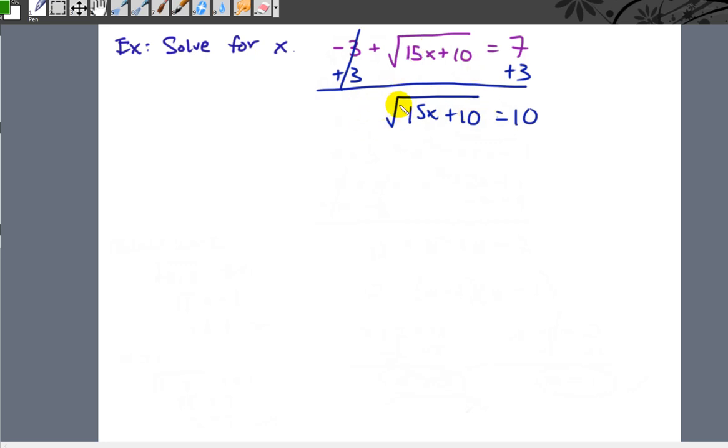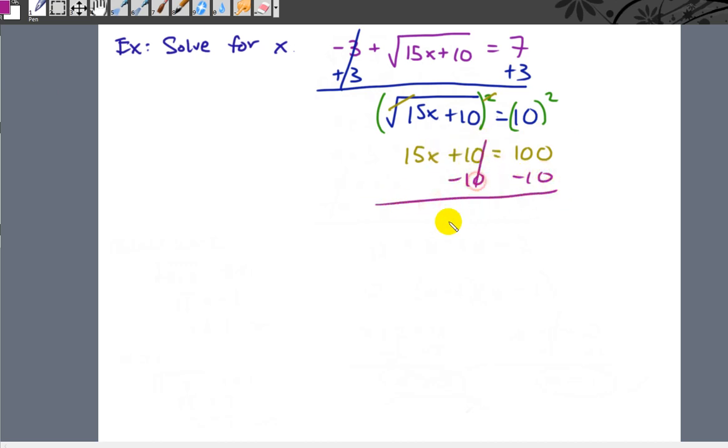Since we have a radical, what we can do next is square both sides. The square root cancels out with the square. We're left with 15x plus 10 equals 10 squared, which is 100, right? 10 times 10 is 100. Then we can solve for x. Subtract 10, so we get 15x equals 90. Then we divide by 15, and I think x is 6.